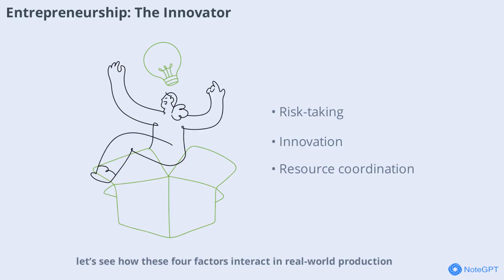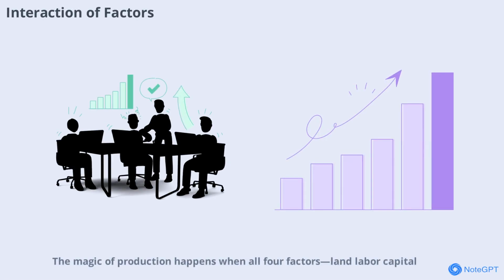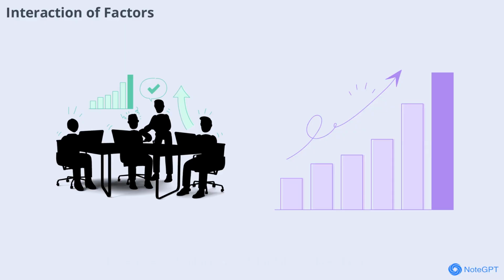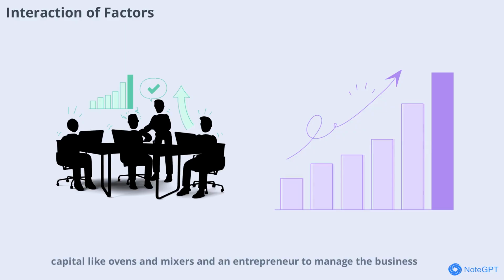Now let's see how these four factors interact in real-world production. The magic of production happens when all four factors, land, labor, capital, and entrepreneurship, work together. For example, a bakery needs land for its building, labor to bake bread, capital like ovens and mixers, and an entrepreneur to manage the business. Each factor complements the others, and the absence of any one can disrupt the entire process. This interdependence is what makes the study of production so fascinating and vital to understanding economics.